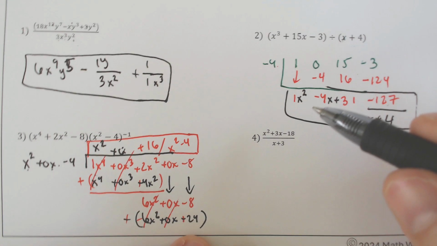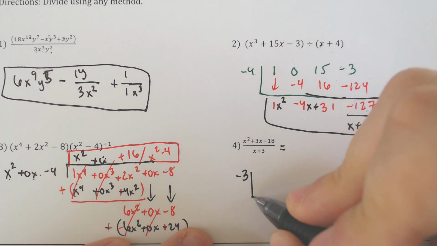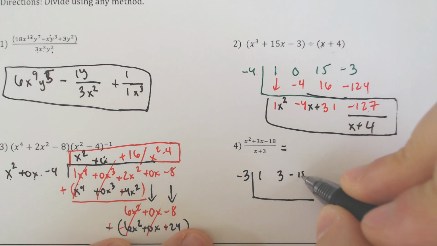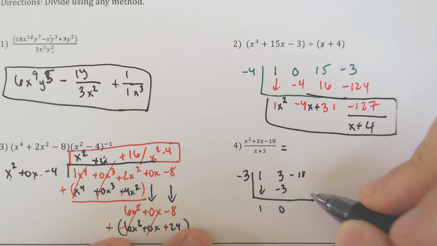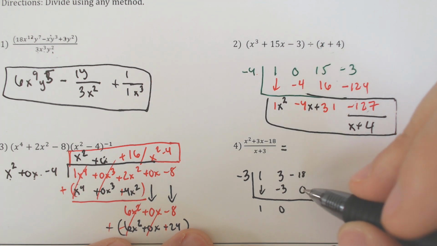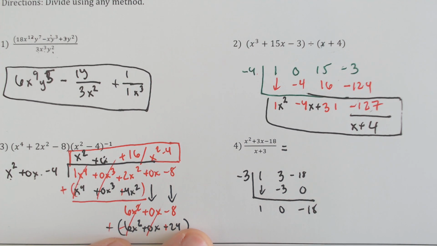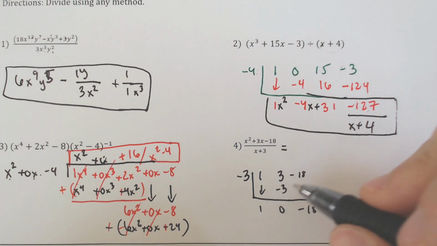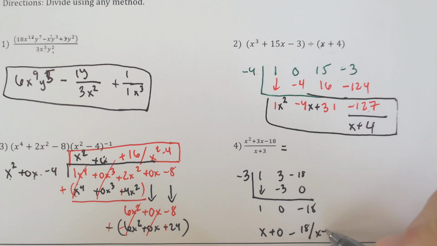All right. Number 4, I'm going to show you a slightly different way, but you can use synthetic division. If you use synthetic division, 1, 3, negative 18, 1, negative 3, 0, 0, sorry, got thrown off, negative 18. Okay, never mind. This is the only way. Sorry for the delay there. I thought that it was factorable on the top. We get x, just x, plus 0, minus 18 over the x plus 3.